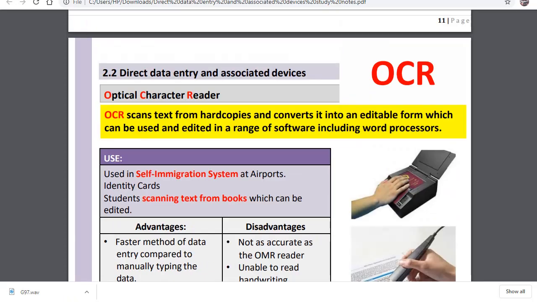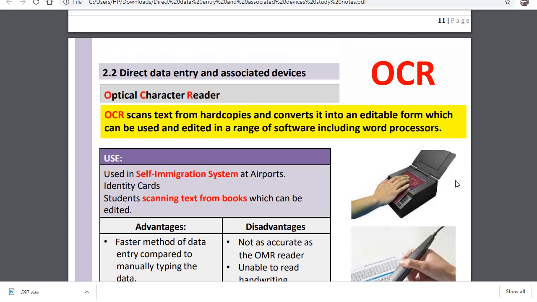Reader. OCR scans text from hard copies and converts it into editable form, which can be used and edited in a range of software, including word processors. Meaning OCR is a kind of scanner, okay? It scans hard copies such as documents, papers, passports, and transfers the data inside them into digital editable form that could be used with any software, such as Word, any software.